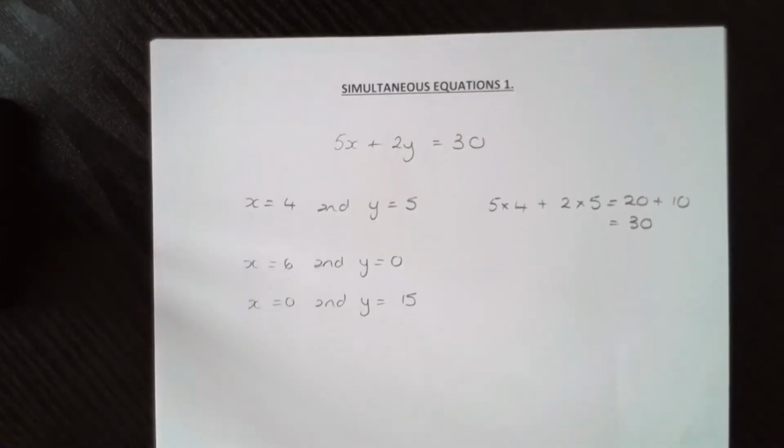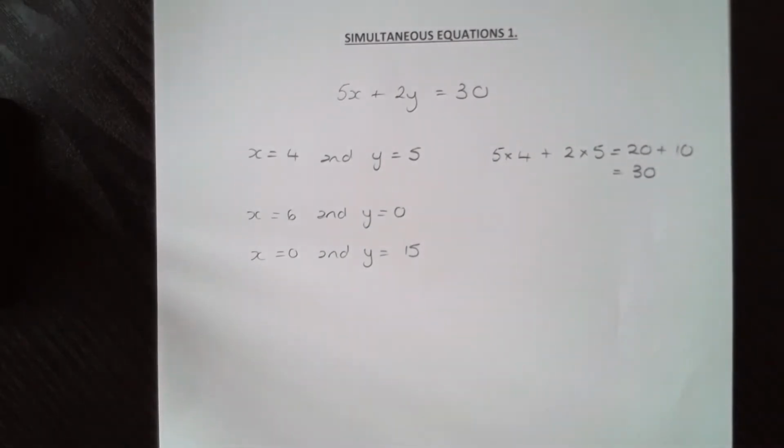So, when there are two variables and we want to find a particular set of solutions, so a specific value of x and y, we need two equations. And this pair of equations is called simultaneous equations.